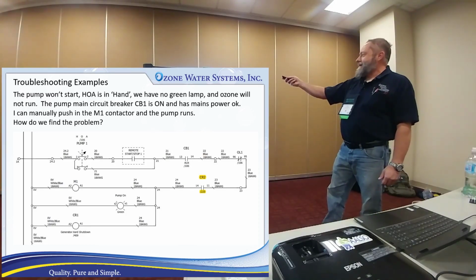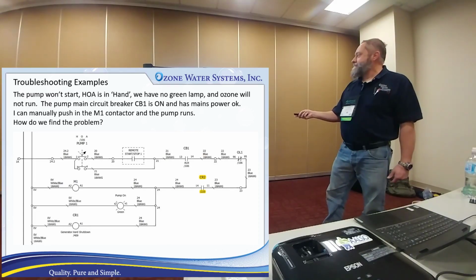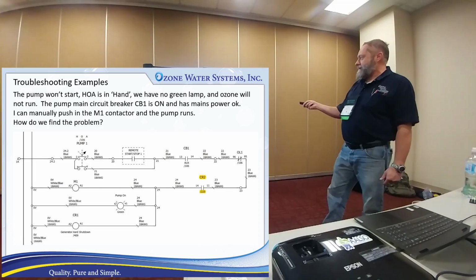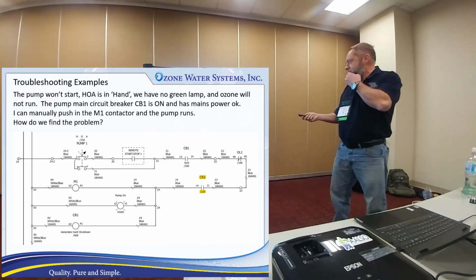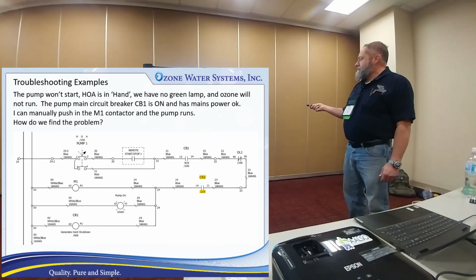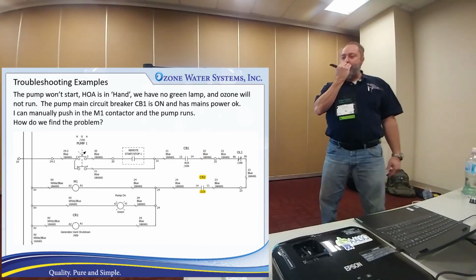Okay, so let's say the pump won't start, which means the M1 is not turning on, because that controls our pump. The HOA switch is in the hand position, so power should be going this way. We've already verified circuit breaker number 1 is turned on, so that's the auxiliary contact I was showing you on that circuit breaker. That should be closed. I don't say it here, but there's the overload. So you check the overload and it's reset, that's not tripped.